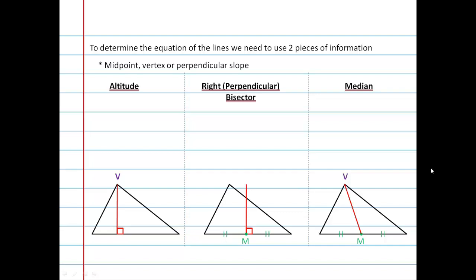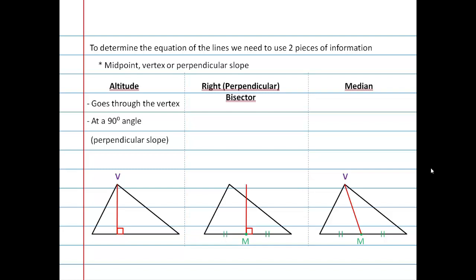Okay? With an altitude, we have two things that are happening. We know that it goes through the vertex, which means that I'm going to need the coordinates of that vertex, and it does it at a 90-degree angle, which means I need the perpendicular slope. Okay, so those are the two things we're going to need to find the altitude: the vertex and the perpendicular slope.